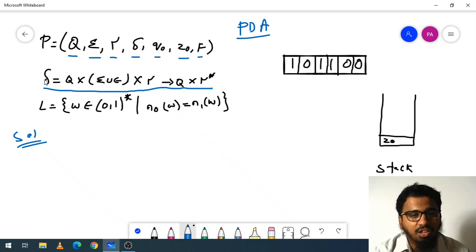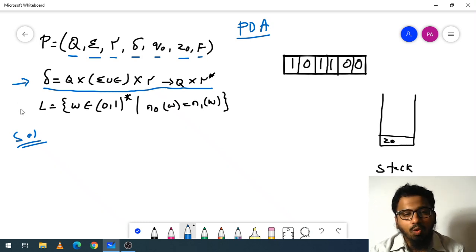Delta is Q cross sigma union epsilon cross tau, and we get Q cross tau star as the output. So this is delta, the transition function. Q0 is the initial state, Z0 is the initial stack symbol, and F is the final state.